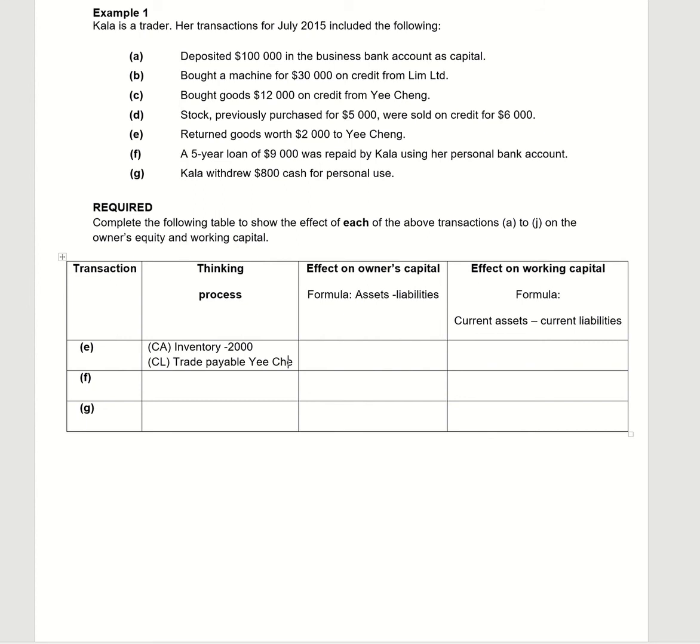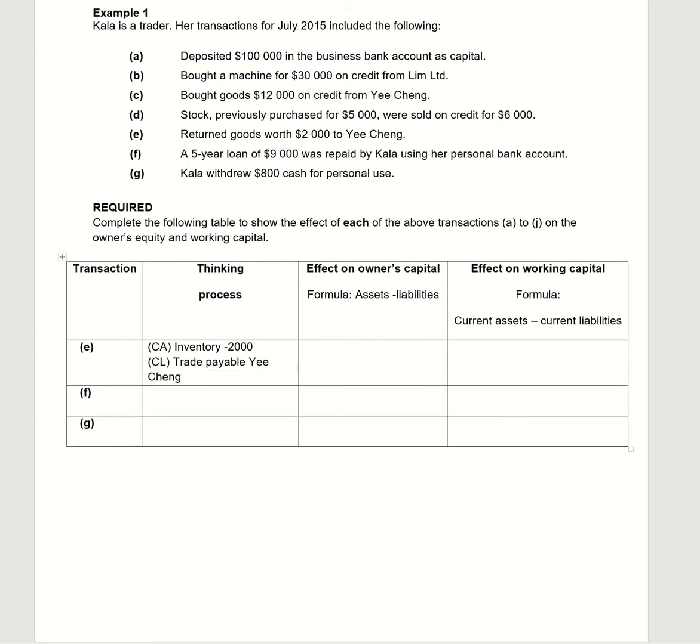So if I return goods to Yi Ching, ask yourself, do we owe them more or less money? So we will owe them less money. So if you were to sub it into the formula for your owner's capital, what are my assets? My assets actually decreased by 2,000. Then I minus, what happened to my liability? My liability also minus by 2,000, in fact decreased by 2,000. So what is the overall impact that you have here? It is actually no effect.